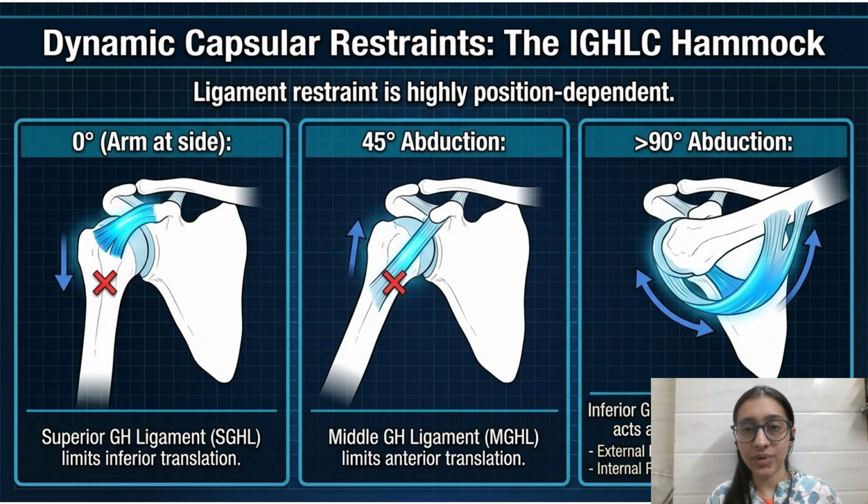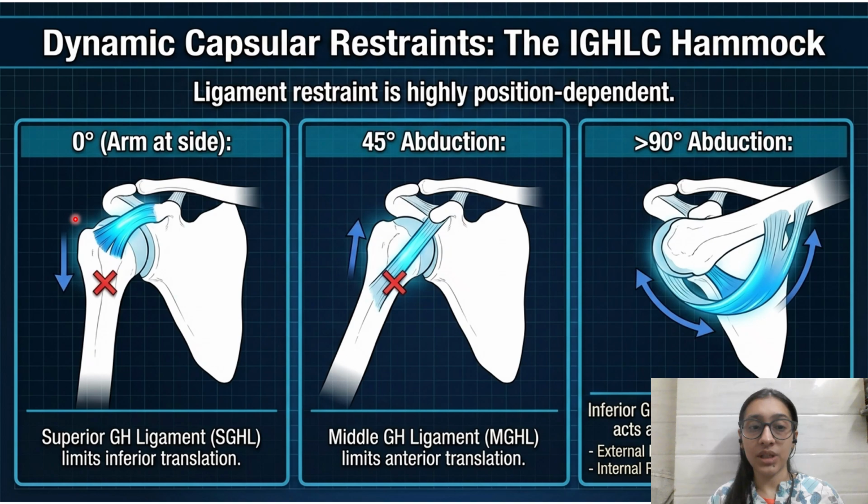Dynamic capsular restraints. So these are actually the ligaments. They are not dynamic restraints. They come under static restraints. But each component of the inferior glenohumeral ligament complex works at a different range of motion. That is why we have classified it under dynamic movement. So ligament restraint is highly position dependent.